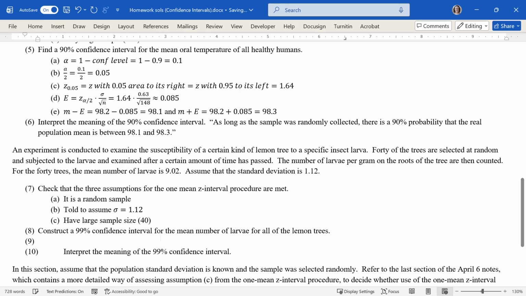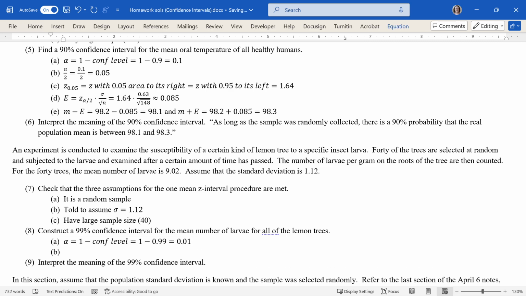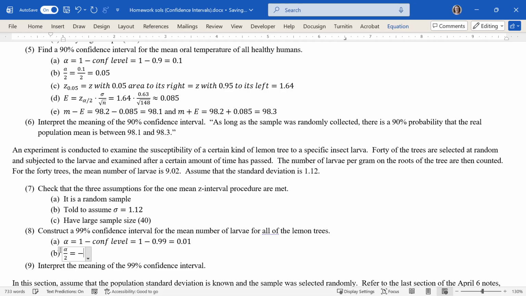Okay, so we follow our 5 steps here. Alpha is 1 minus the confidence level, which is given right here as 99%. So I'm doing 1 minus 0.99. That's 0.01. Now I'm going to cut that in half to split it into 2 symmetrical tails. So alpha over 2 is 0.5%, so 0.005.